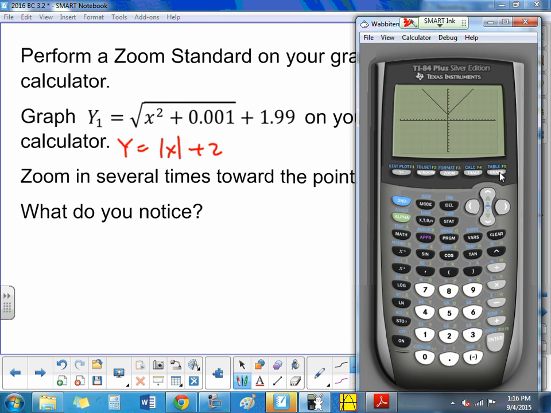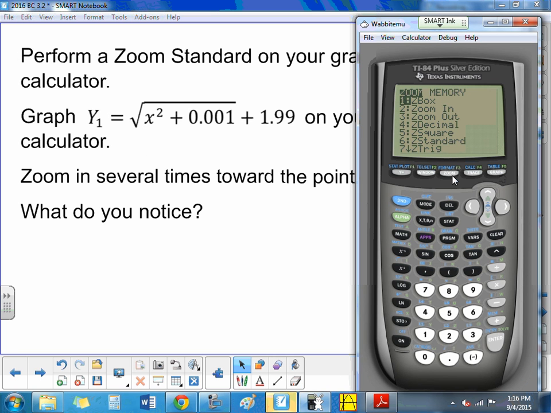Let's repeat our little zooming game where we zoom in towards 0, 2. See what we get. So we zoom in. Make sure we're near 0, 2. Yep, looks like a sharp turn, all right. Let's zoom in again. Hold on here.